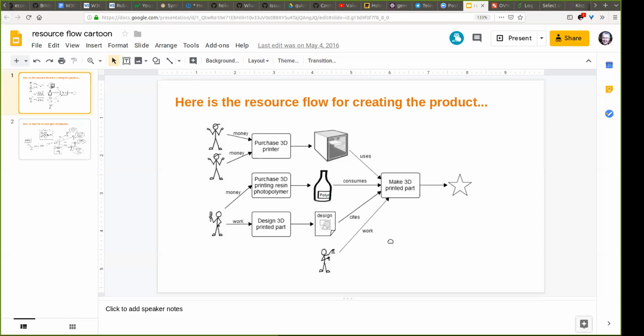And work. Okay, so all of that goes into making a 3D printed part, and there it is, which is a process with an output. So that little arrow without the label at the end would be produce. Questions so far?